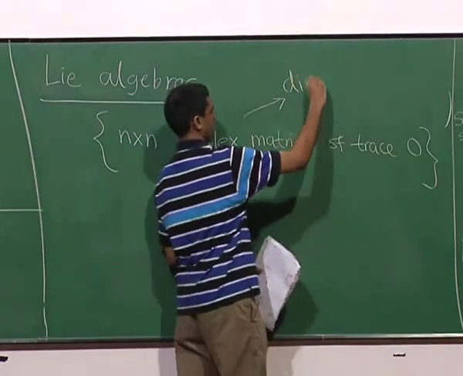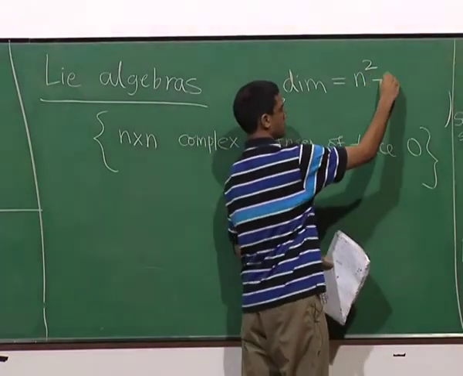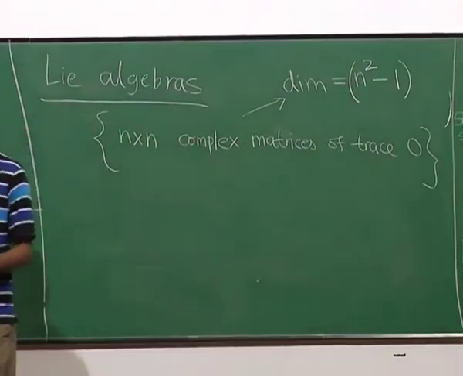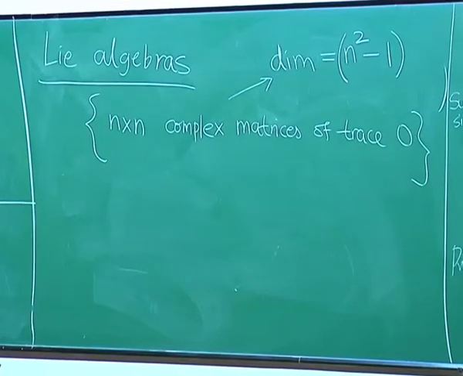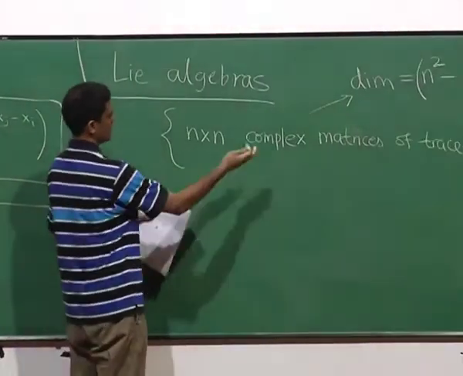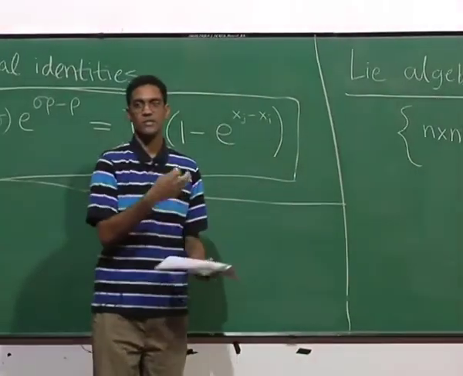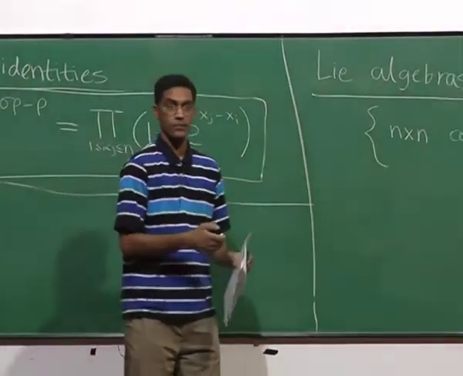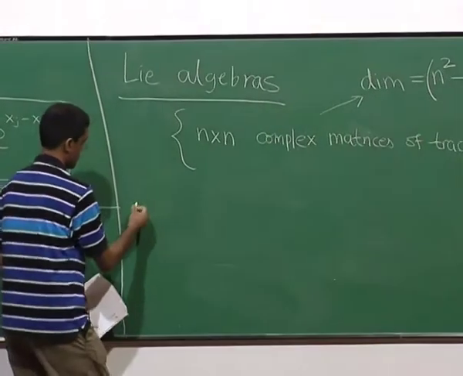So observe, as a vector space over the complex numbers, n square would be the dimension of all matrices, and since we have one condition that the trace should be 0, it's n square minus 1. Okay, so it's an n square minus 1 dimensional vector space, and so of course, if you think of it as vector spaces, that's all there is to it. But I want to think of it as an algebra, meaning I want to define some kind of operation on my matrices. And so here's one operation which is relevant to this.